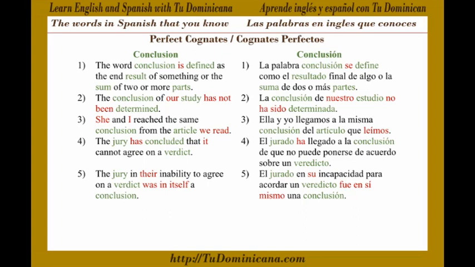3. She and I reached the same conclusion from the article we read. 3. Ella y yo llegamos a la misma conclusión del artículo que leímos. 4. The jury has concluded that it cannot agree on a verdict. 4. El jurado ha llegado a la conclusión de que no puede ponerse de acuerdo sobre un veredicto. 5. The jury in their inability to agree on a verdict was in itself a conclusion. 5. El jurado en su incapacidad para acordar un veredicto fue en sí mismo una conclusión.